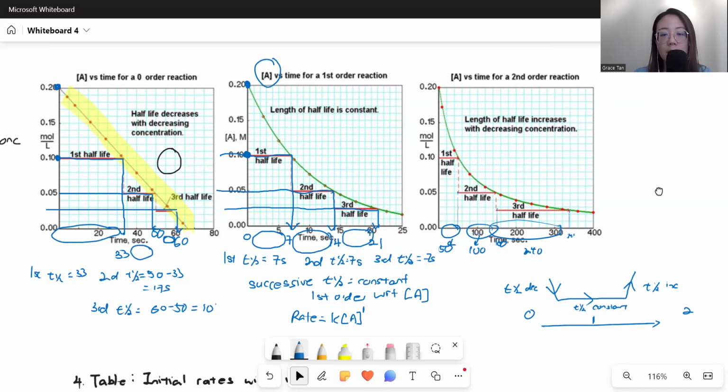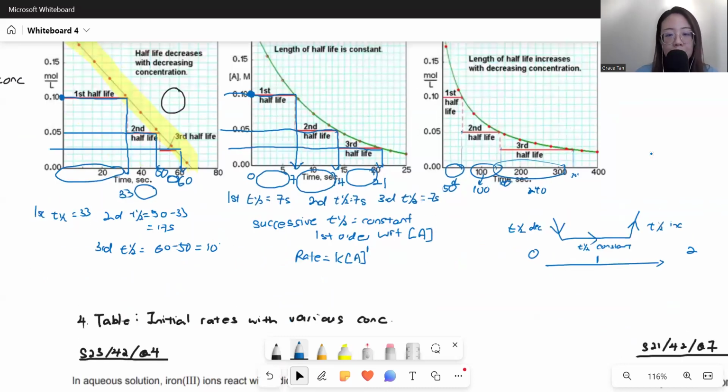Because sometimes you get data like 6.8, then 6.9 seconds, and then 7 seconds. Now, some students may read these three half-lives as an increasing half-life because the number increases. If you read it in an increasing format, then you will close case to say that this is a second order reaction. It makes sense because the number does increase.